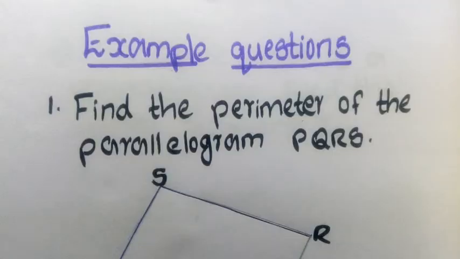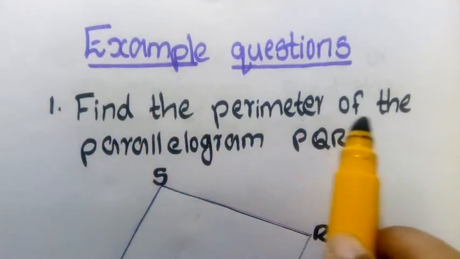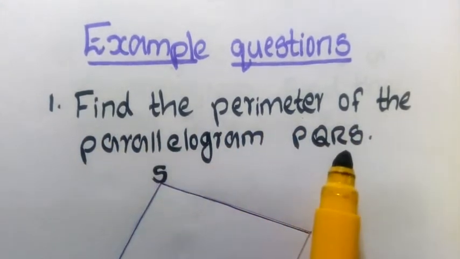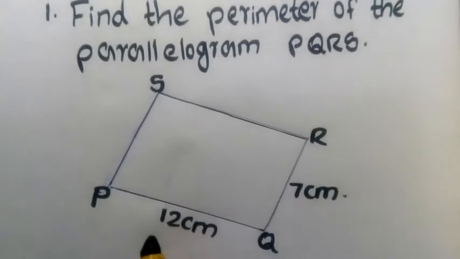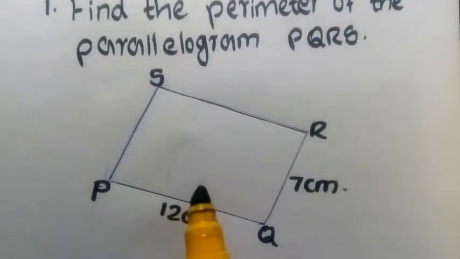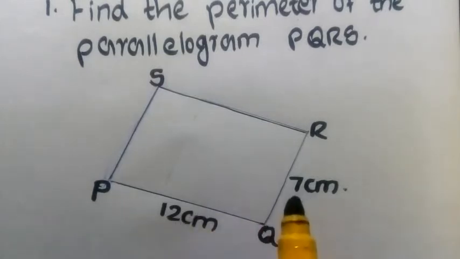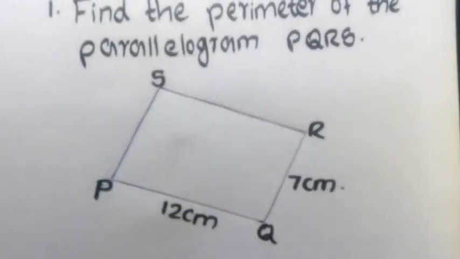Let us discuss some example questions. First question, find the perimeter of the parallelogram PQRS. Here, we need to find the perimeter of the given parallelogram. In your earlier classes, you have learned that the sum of the lengths of boundaries of a figure is called its perimeter. Here only two side lengths are given. With the help of the properties of parallelogram, we will get the other two side lengths.